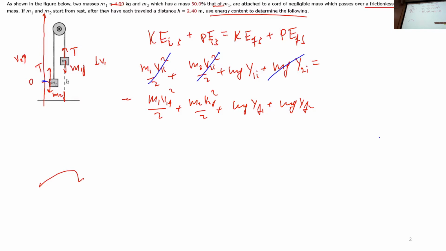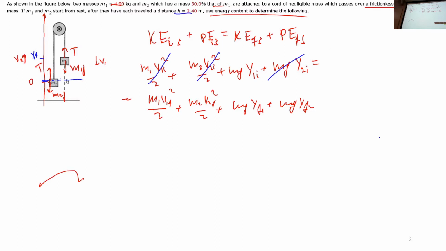What else do we know? We could set the final potential energy of mass 1 to 0 because we're saying that it moves down. No, we can't. Why? We don't know where it stops. Zero is on this level. It travels, each travels a distance of 2.4. Now, yeah, you're right.